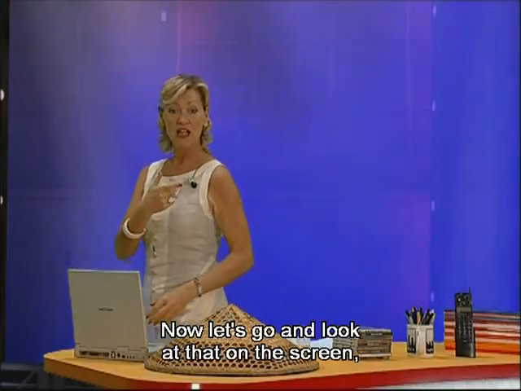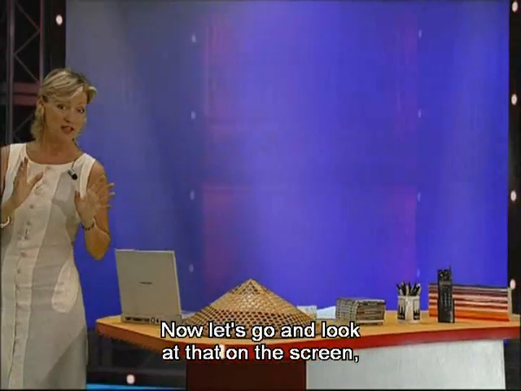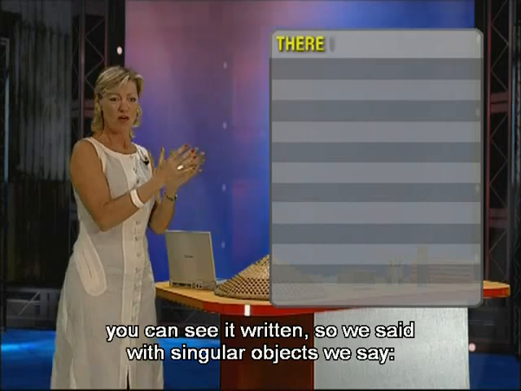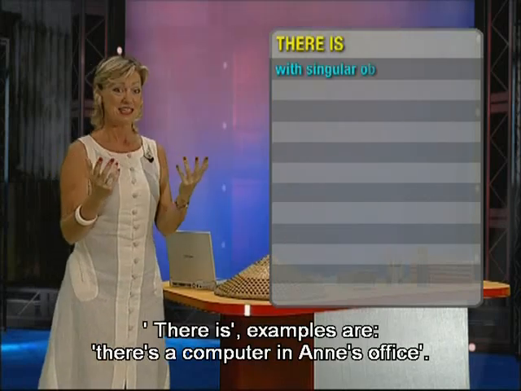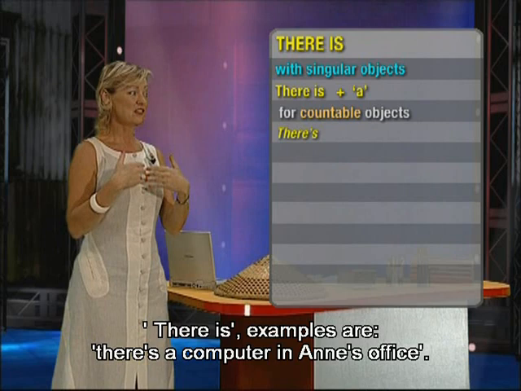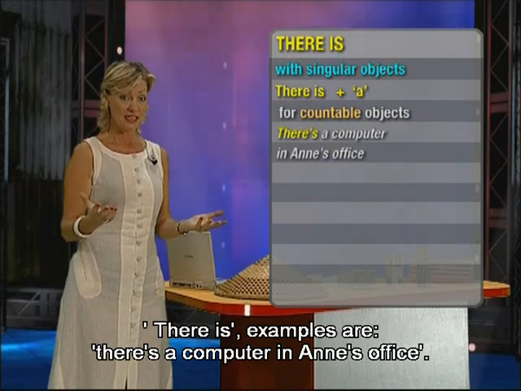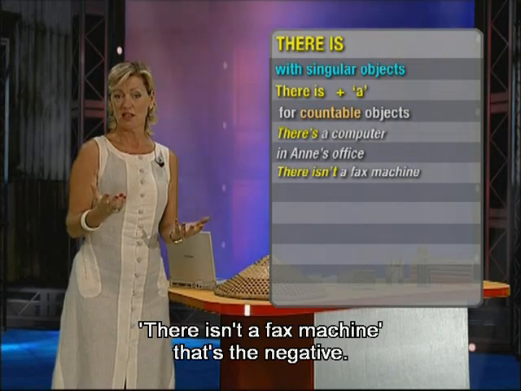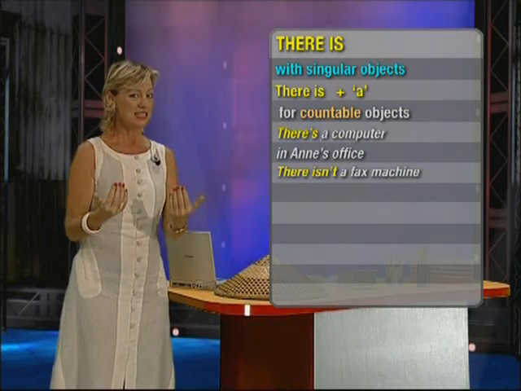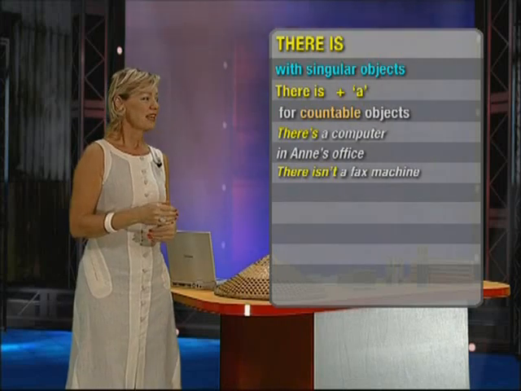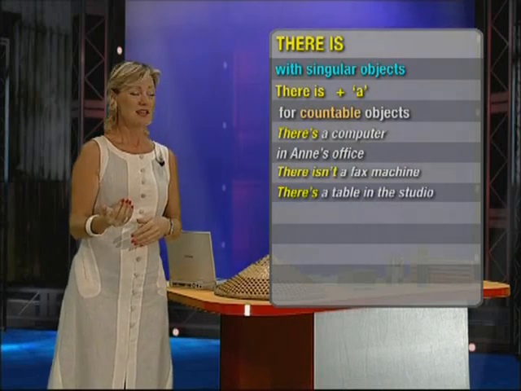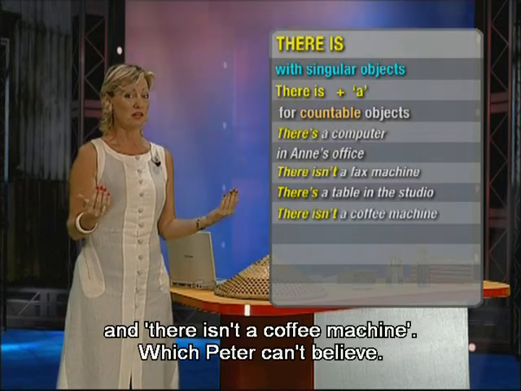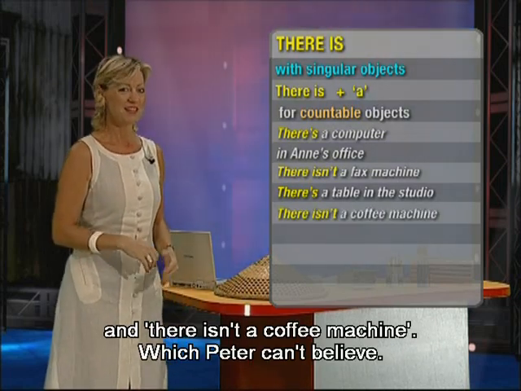Now, let's go and look at that on the screen. You can see it written. So we said with singular objects, we say there is. The examples are there's a computer in Anne's office. There isn't a fax machine. That's the negative. There isn't a fax machine. There's a table in the studio, and there isn't a coffee machine, which Peter can't believe.